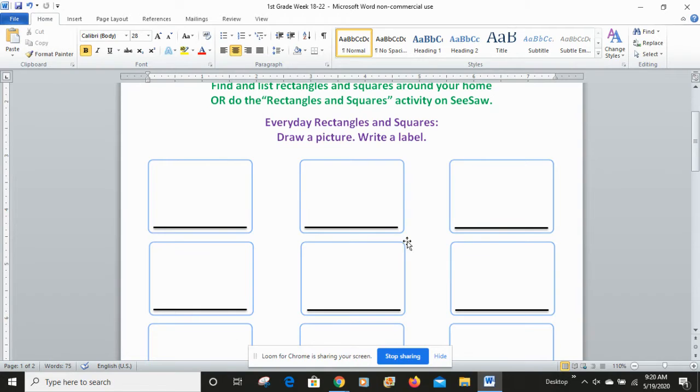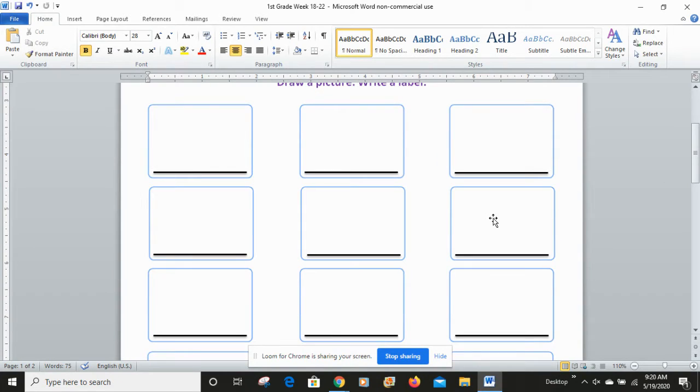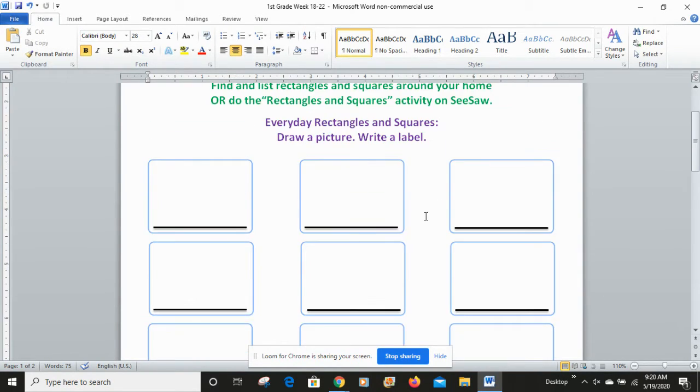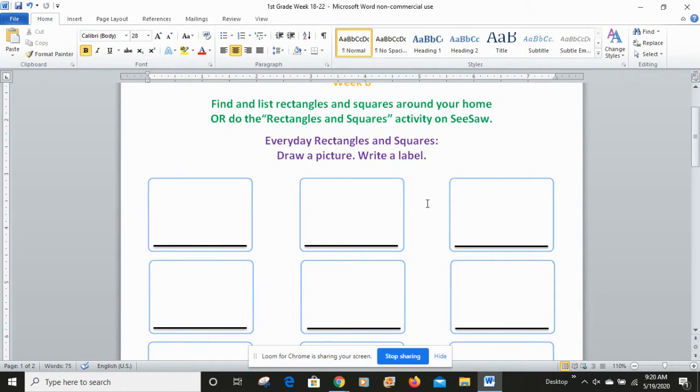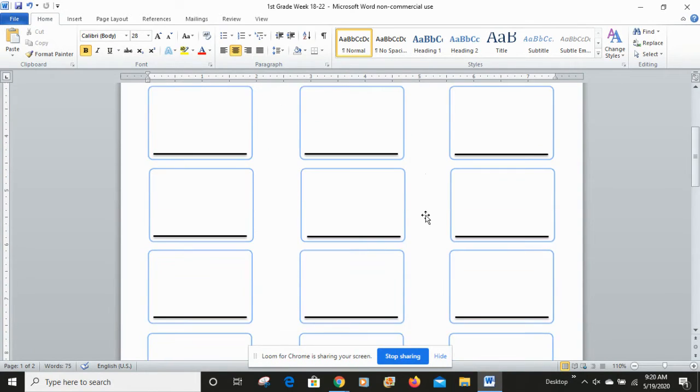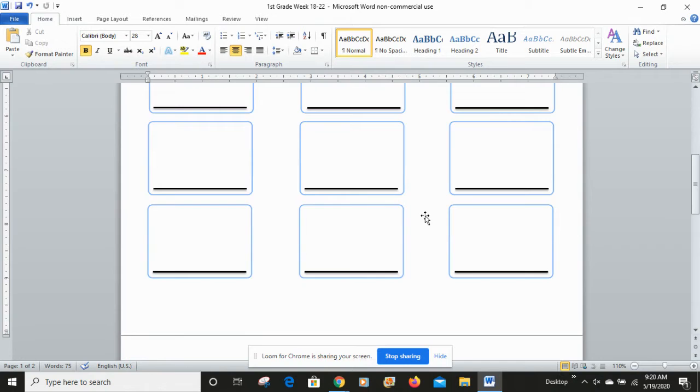If this is something that you would maybe like to use, that's certainly fine. You can just draw it out with a pencil on a piece of paper. You don't have to do this. It just says find and list. But sometimes drawing a picture of the object can be a little bit easier to remember what the object was, or the shape of it, or how it specifically looks. And then applying a label can be helpful in remembering what it was that you were doing.